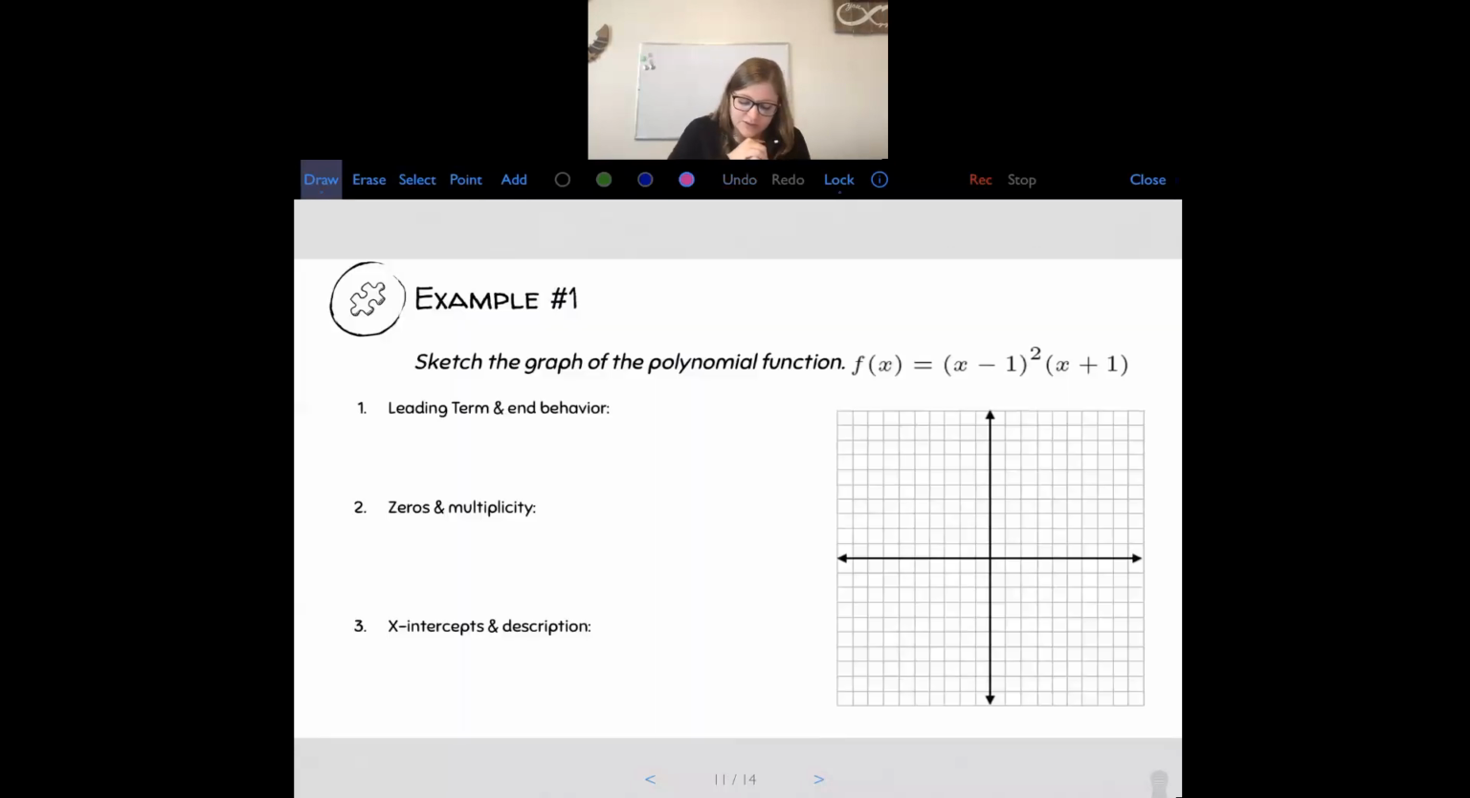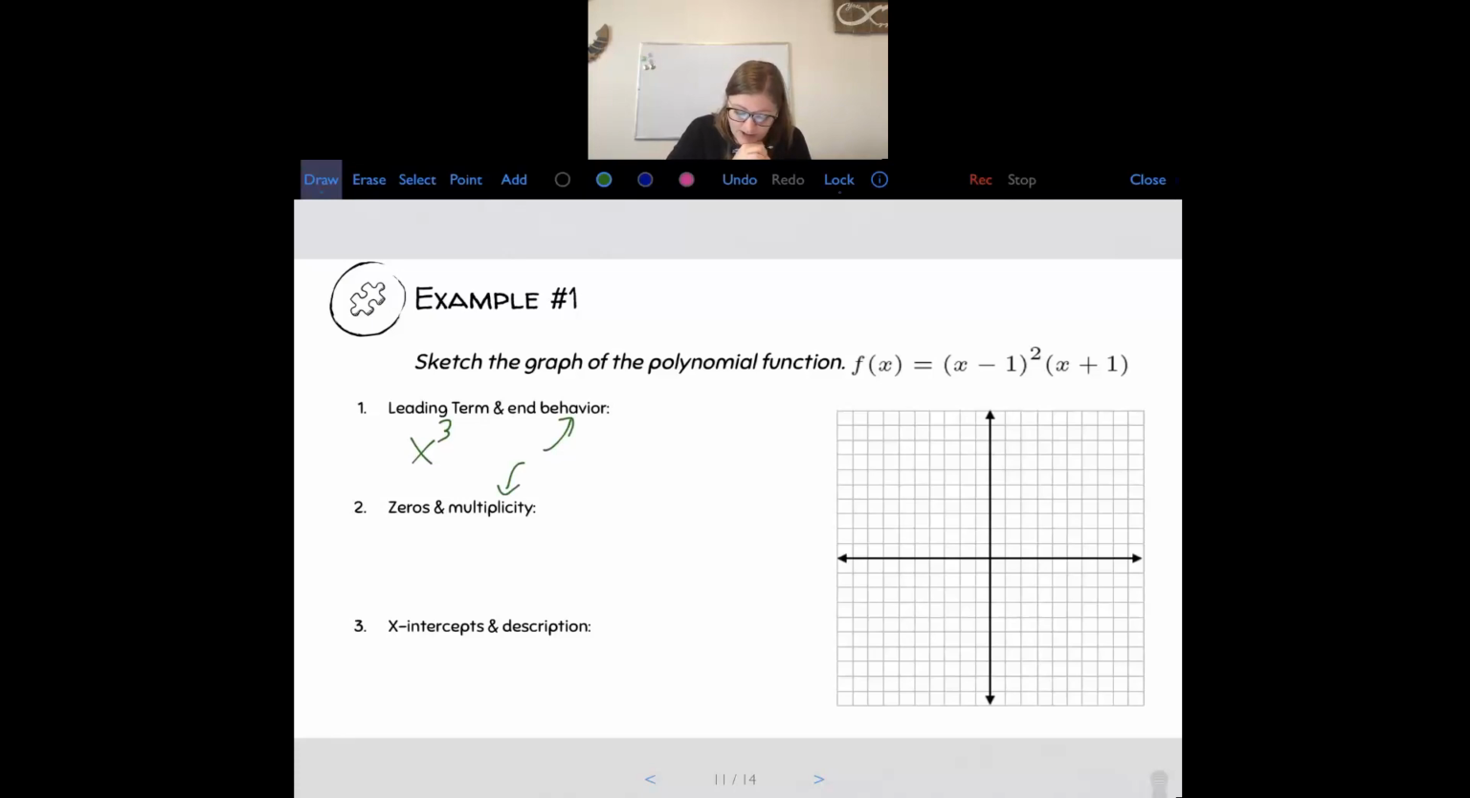Okay. So example 1, sketch the graph of the polynomial function. Okay, so we need to figure out our leading term. Remember, we don't have to multiply this out. We can look at what would happen just with the first term if we did. And we would get x cubed. If you want to prove it to yourself, I do encourage you to multiply it out. Okay, so this means that our end behavior is going to look like this type of squiggle.